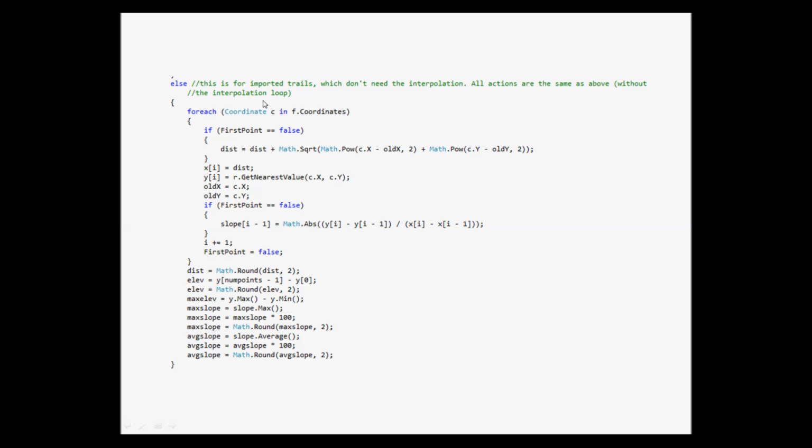Now, if it's an imported trail, it skips that whole thing. It comes to this else statement, and it basically runs the exact same formula, except it's much simpler because no interpolation is required. Since for the imported shapefiles, there are a large number of vertices, and so we didn't need to interpolate any. And as you can see, it's essentially the same code. Calculates distance, maximum elevations, slopes, average slope, that kind of thing.